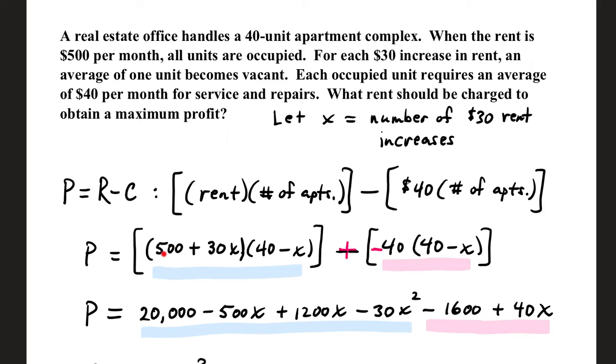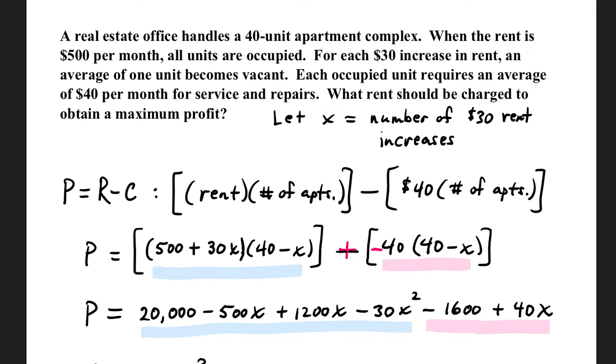So we have the rent in dollars times the number of apartments that will be rented based on the number of increases. So this is the money coming in. The money going out will be $40 times the number of apartments rented, and again, that's based on the number of rent increases. Okay, so let's do some subtraction.